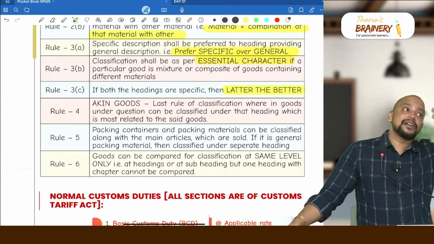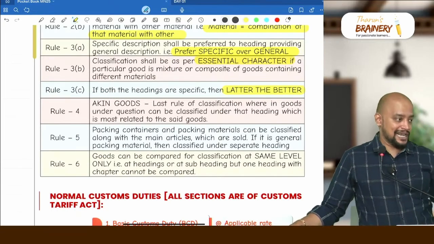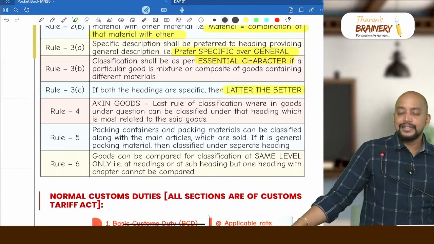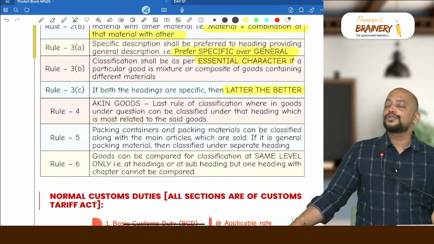So which comes last in the numerical order, that should be taken. That is the latter the better. Then rule 4 talks about akin goods. Akin goods means similar goods.